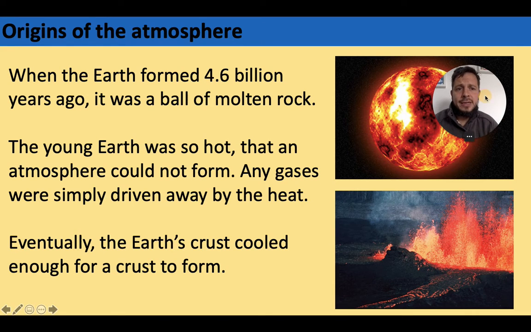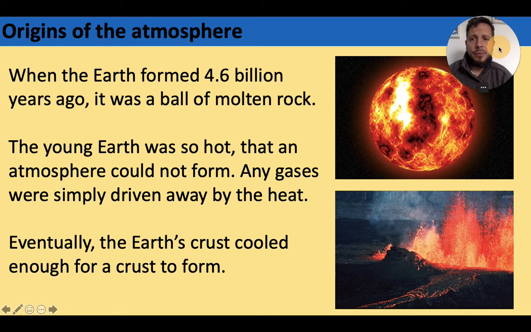So where did the atmosphere originally come from? Well, when the Earth formed 4.6 billion years ago, it was just a ball of molten rock. The young Earth was so hot that the atmosphere could not form. It was that hot that any gases were simply driven off by the heat. Now eventually Earth cooled enough for a crust to form, so you get the land that we have today, but this also allowed an atmosphere to form.